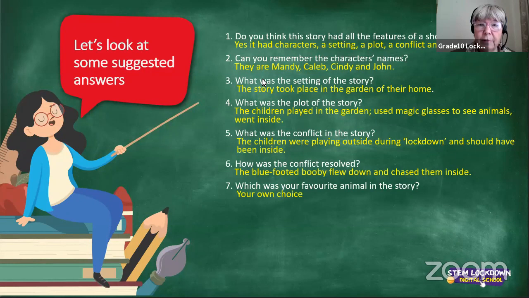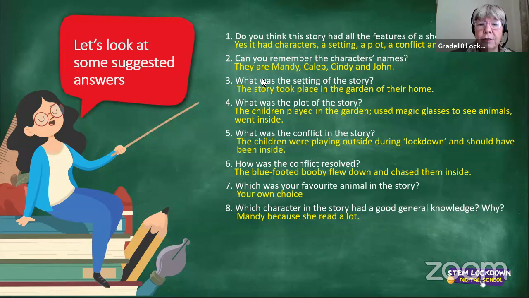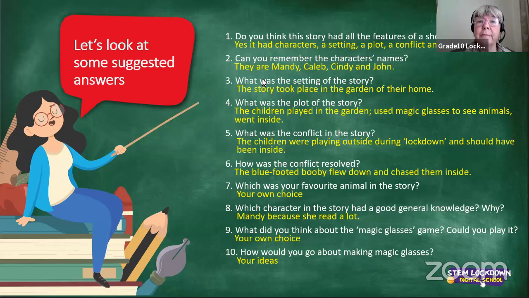Which was your favorite animal in the story? Your own choice. I liked the blue-footed booby, to be honest. Which character in the story had a good general knowledge? Mandy, because she read a lot. What did you think about the magic glasses game? This is your own choice of answer, but I think it was quite a creative game, actually, to play. How would you go about making magic glasses? Did you have any ideas about that?